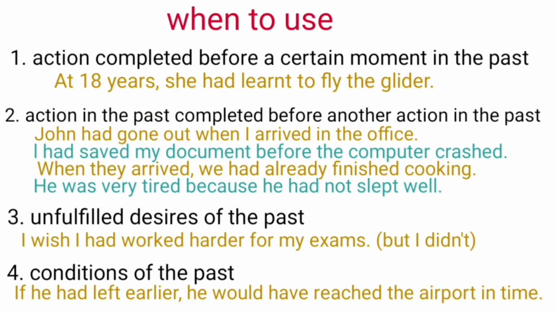Its next use is to give conditions of the past. In such sentences, some condition is expressed in past perfect tense. For example, if he had left earlier, he would have reached the airport in time. Your condition is if he had left earlier. Another example is, if you had been regular, you would have performed better.